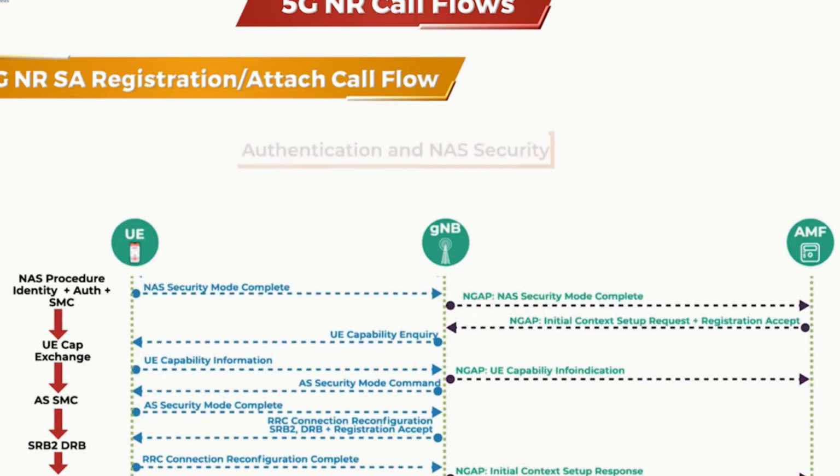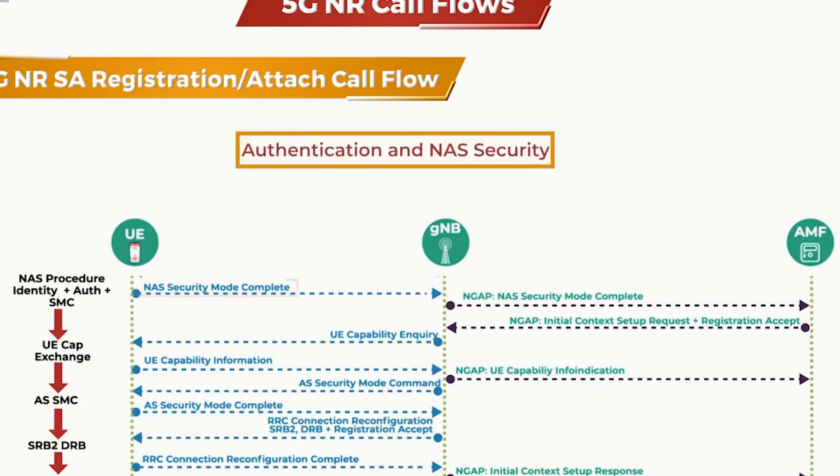Next comes authentication and NAS security. The core network performs the authentication procedure to verify the UE is legitimate and legally authorized to get service from the network. The AMF signals the selected NAS security algorithm to the UE and requests the IMEI-SV from the UE as part of NAS security mode command. UE responds with completion of the NAS security procedure and contains the IMEI-SV in security mode complete.